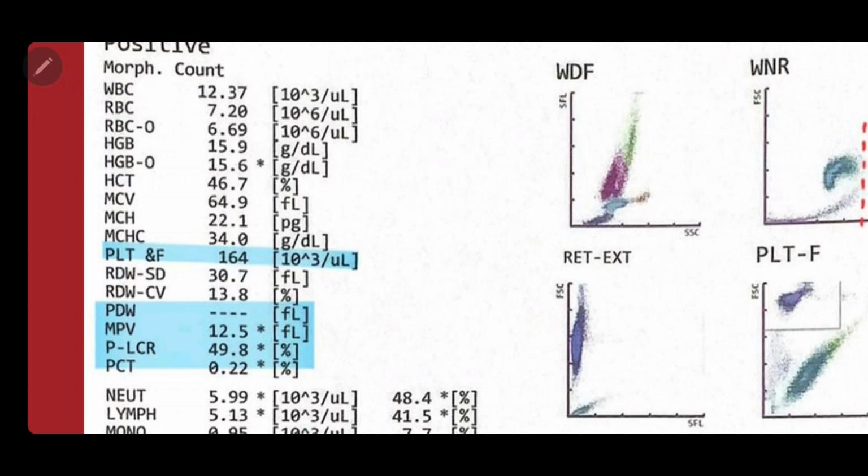The normal MPV range is 9 to 13. In this case, an MPV of 12.5 indicates that the platelets are relatively large. Similarly, platelet O should not exceed 40%. This all aligns with the platelet kit results, where the large MPV approaching 13 results in a platelet kit value of 0.22.